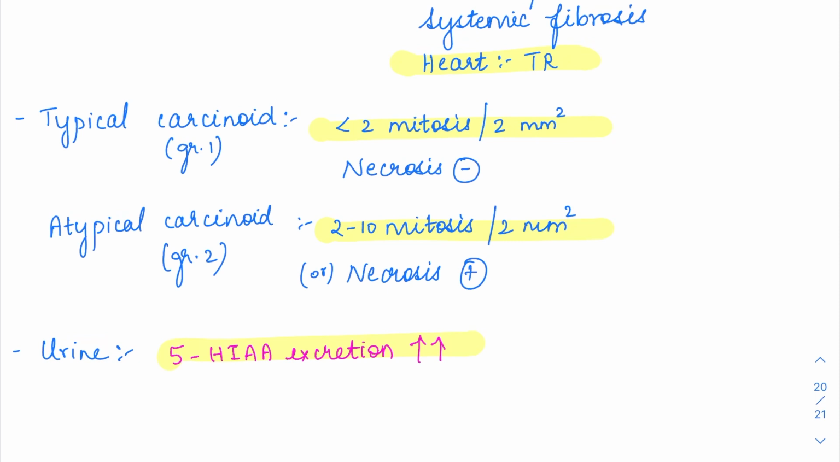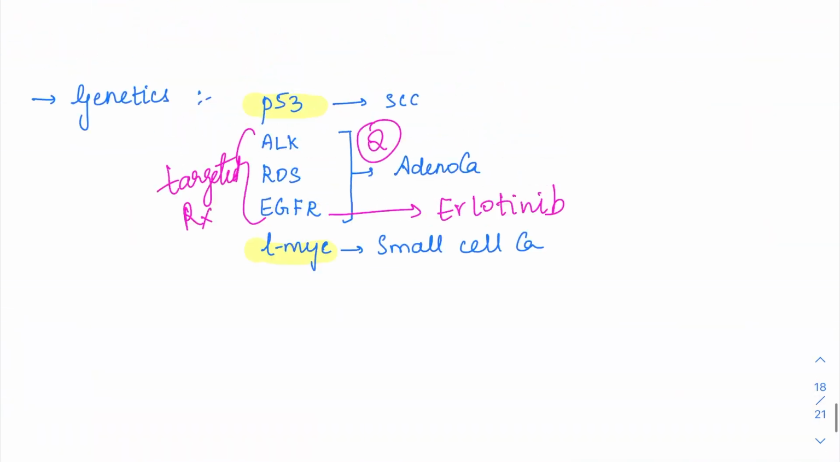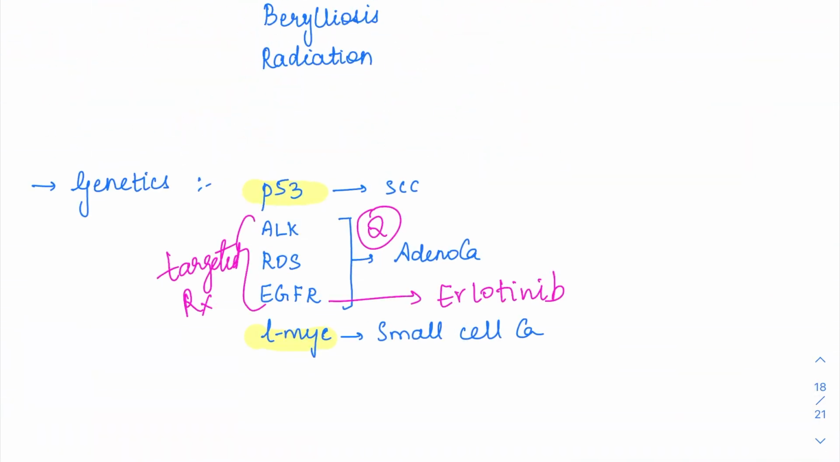So in the respiratory system, that is it. Most commonly you'll have to study about these lung tumors, especially, as many questions come from these lung tumors only. Other than that, chronic obstructive lung diseases, especially the genetics of bronchial asthma, don't forget to read about it.